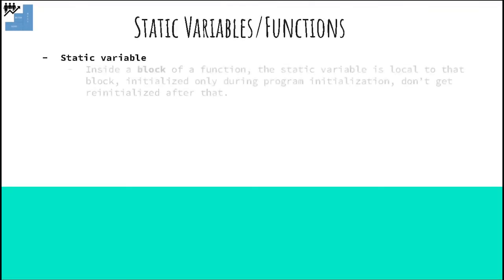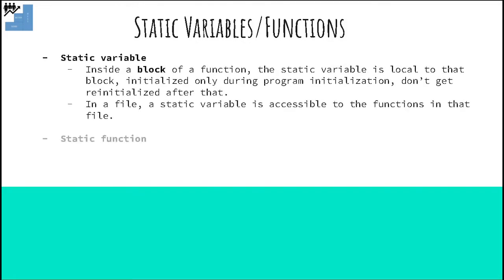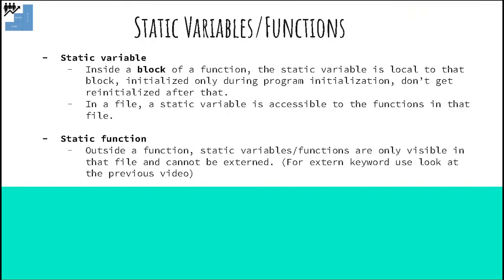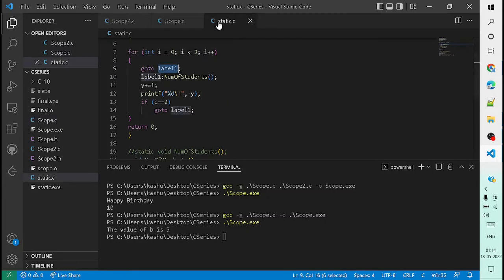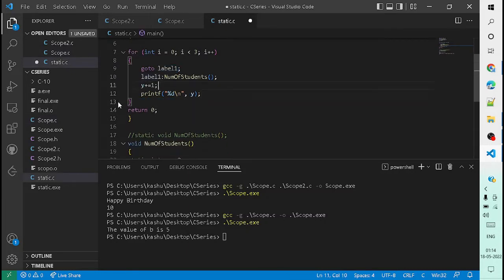Now we'll have a look into the static keyword. The role of static variable is to limit the scope of a variable or function. Let's understand it with the help of an example here. So let's simplify this code for better understanding.